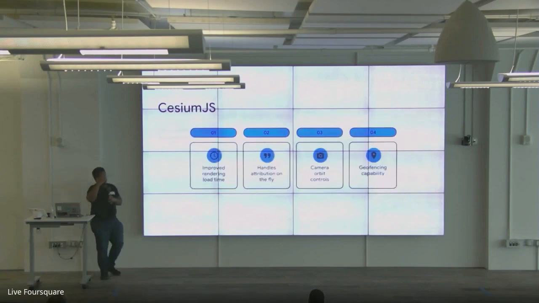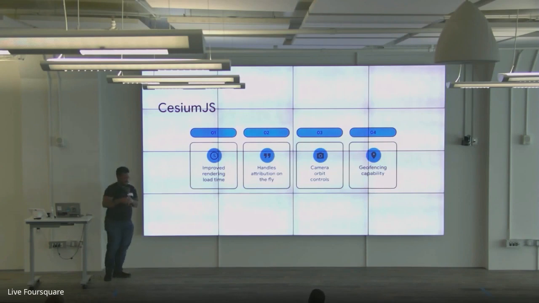So leading with 3D tiles, we worked a lot with Cesium, in particular Cesium.js, to improve upon the rendering performance of our 3D tile data. And because our photorealistic 3D tiles already have data attribution, Cesium seamlessly handles that attribution, as well as has a collection of camera orbital controls and geofencing capabilities at your disposal with that offering.